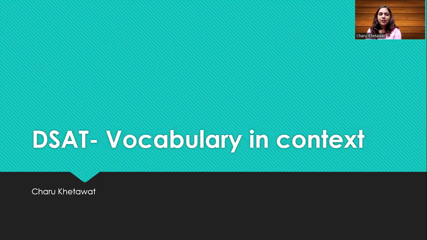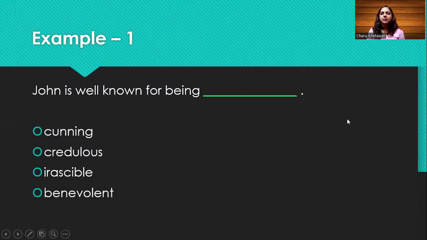So let's start. Look at this sentence. John is well known for being dash. And I have 4 options: cunning, credulous, irascible, benevolent. He can be well known for anything. He can be cunning, he can be credulous, he can be irascible, he can be benevolent, because we don't know who is John. So definitely it's not a question of SAT.